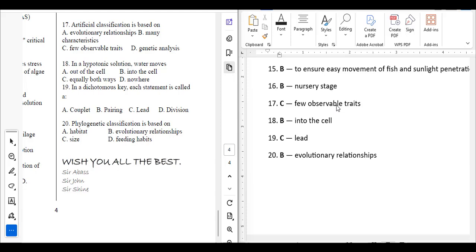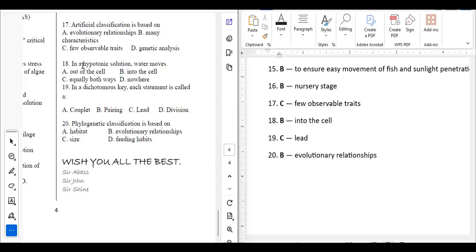18. In a hypotonic solution, water moves A, out of the cell, B, into the cell, C, equally both ways, D, nowhere. It goes into the cell. So when you place a red blood cell, plant cell, onion dermal cell into a hypotonic solution, like distilled water, then water is going to move into the cell.